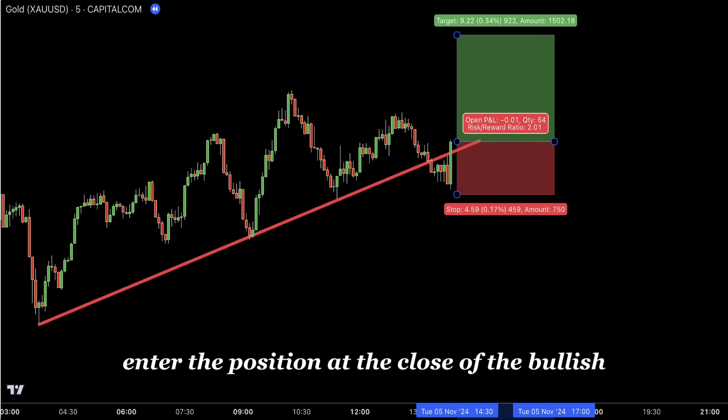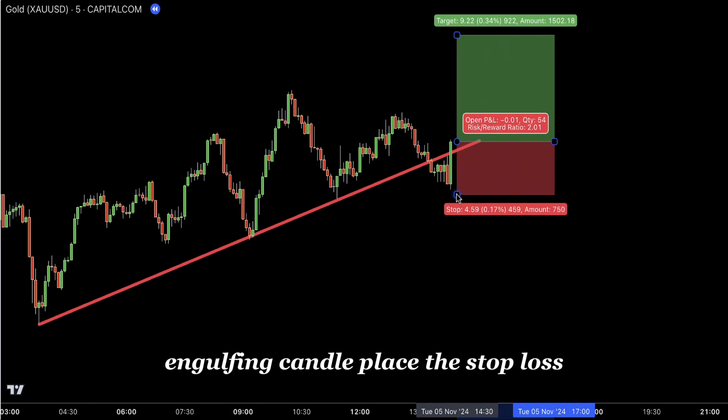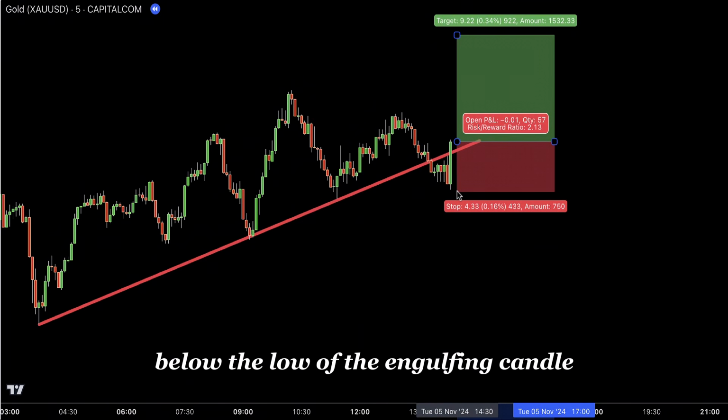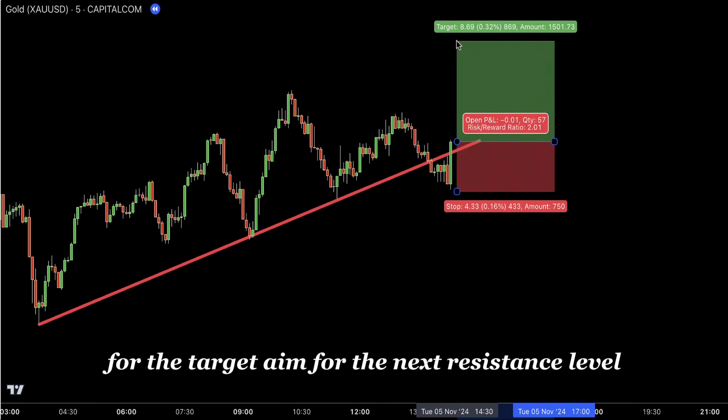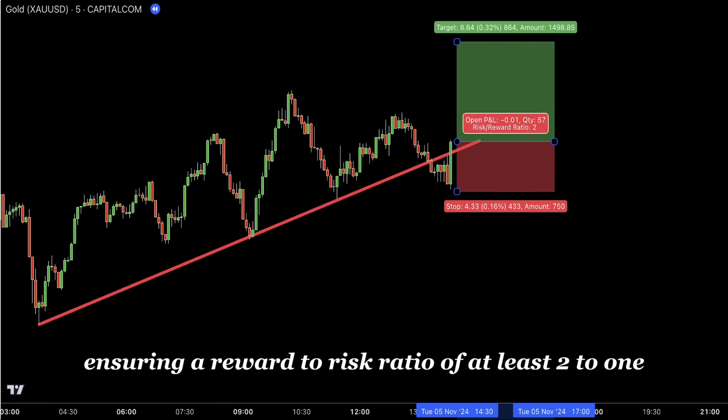Enter the position at the close of the bullish engulfing candle. Place the stop loss below the low of the engulfing candle to protect against unexpected reversals. For the target, aim for the next resistance level, ensuring a reward-to-risk ratio of at least 2-to-1.